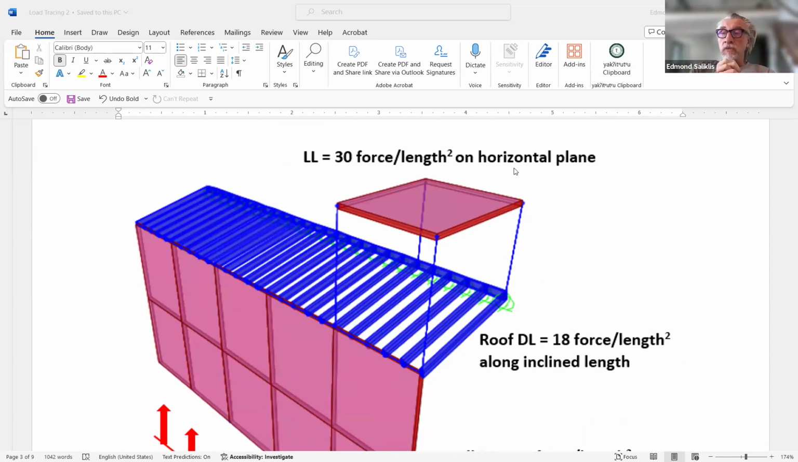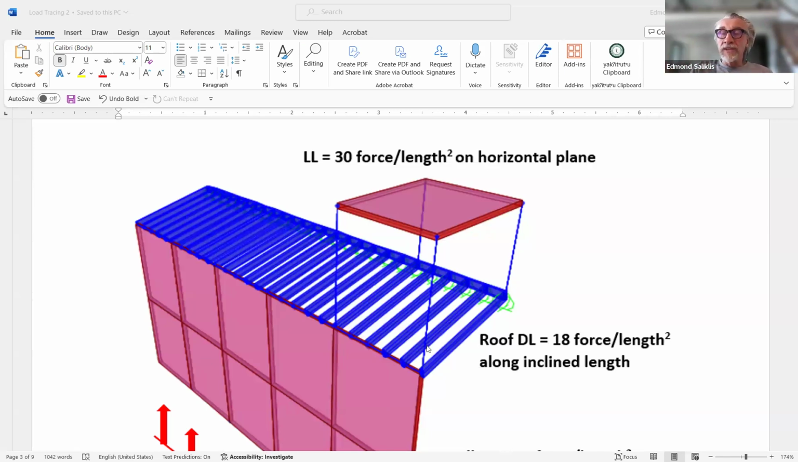What I need you to do, and what is very important to do, and this may be confusing the first time you do it, but after you do it, then you will say, oh, I'm glad that we did this. You must change the live load, which is horizontal, and make it on the inclined plane. And then you must take the dead load and put it on the horizontal plane. You need to go back and forth, back and forth, back and forth. And the way to do that is very straightforward. It's through the slope of the roof.